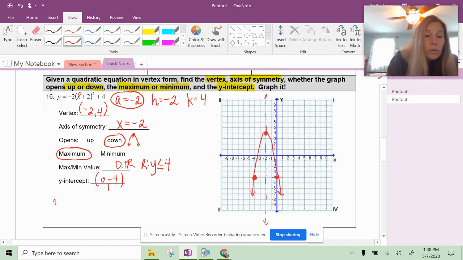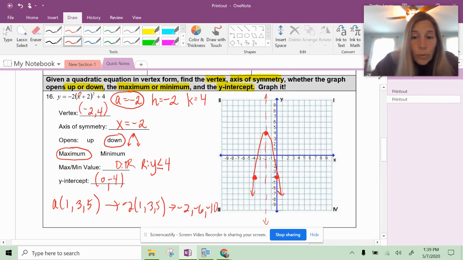If you want to use the graphing pattern I showed you yesterday, then your A value here is negative 2. So if you multiply negative 2 times 1, 3, and 5, you get negative 2, negative 6, and negative 10. So from that initial point, I would have gone down 2 over 1. Then I would have gone down 1, 2, 3, 4, 5, 6 over 1. I would have ended up where I have that point. And then just do the symmetrical points on the other side of the axis of symmetry.